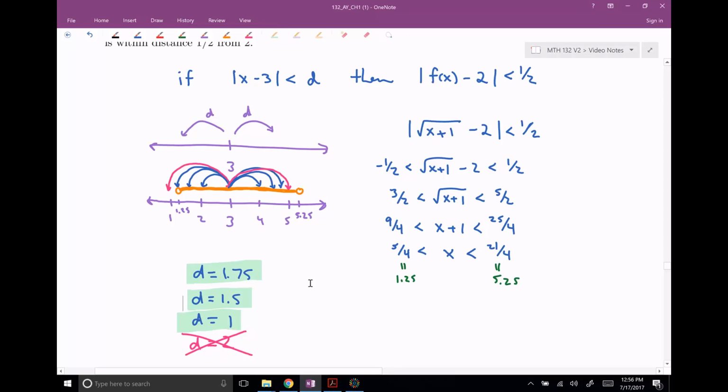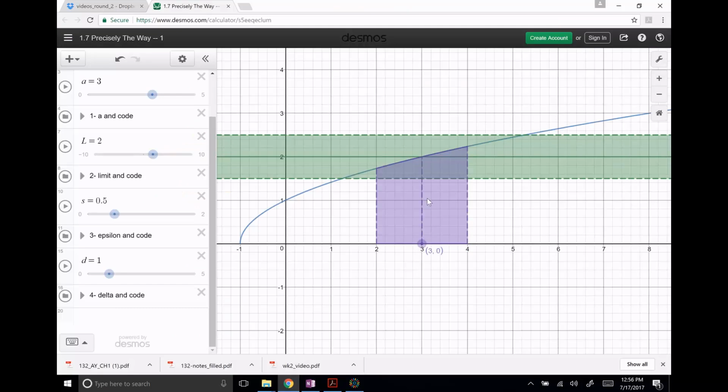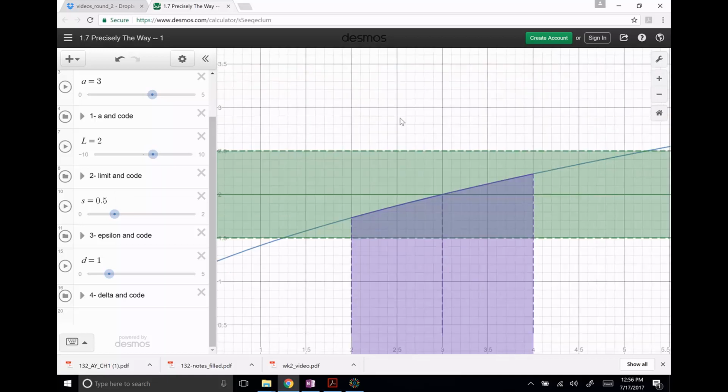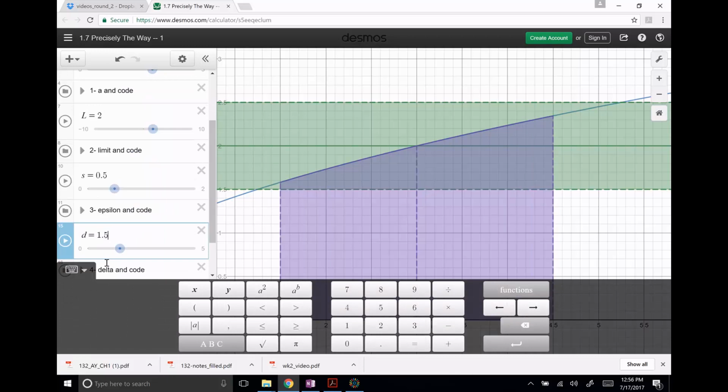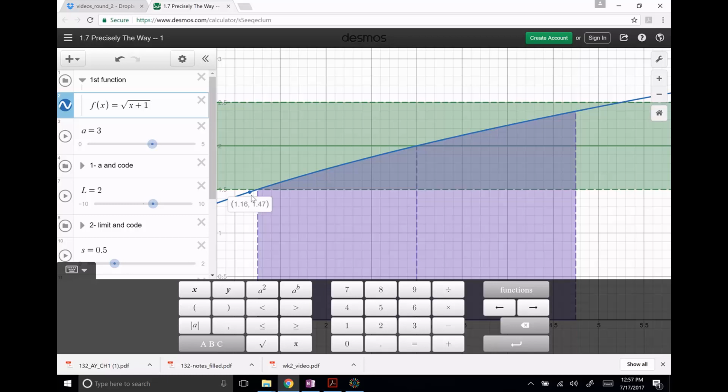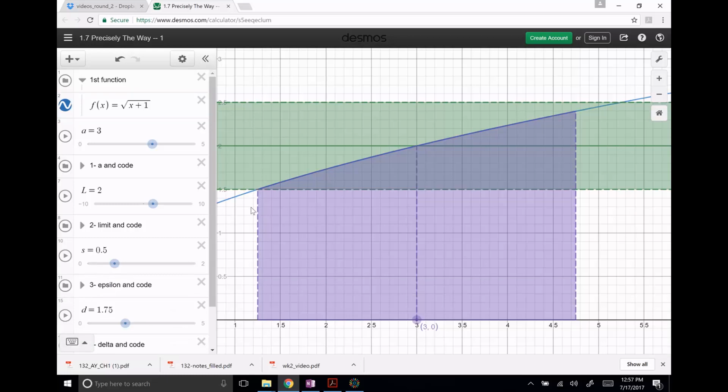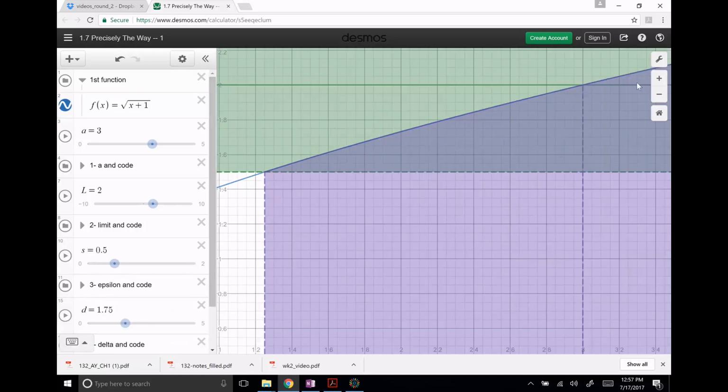And really quick, let's go back and connect this with the graph. So if I bring up this app again, reset for the one where I want to be within distance 1/2 away from 2, notice that my d value of 1 works out nicely, 1.5 works out nicely, 1.75 just barely does it. You can see that they're basically right on top of each other right here, but 1.75 barely works.